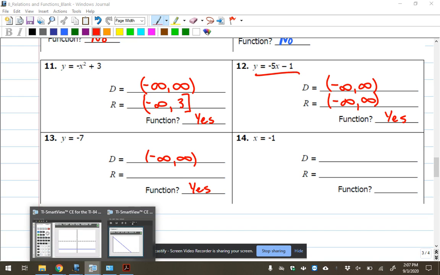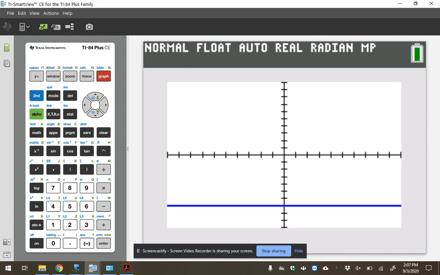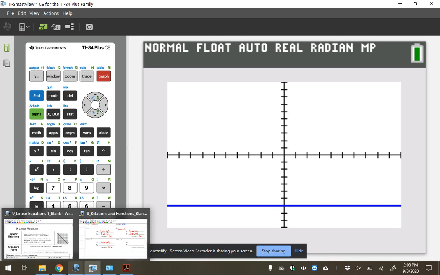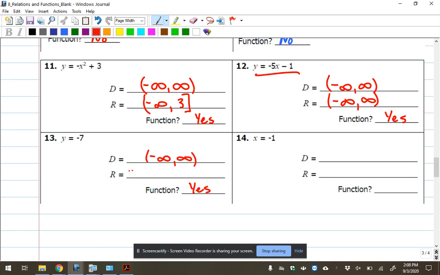All right, look at the graph. It continues to the left forever. It continues to the right forever. So that's why our domains can go both directions. But what about range? Doesn't go up or down. It only stays at what y value? What is it from the equation? -7. So the range is just going to be -7. I'm going to put brackets around it. That's the only y value that exists for that problem.